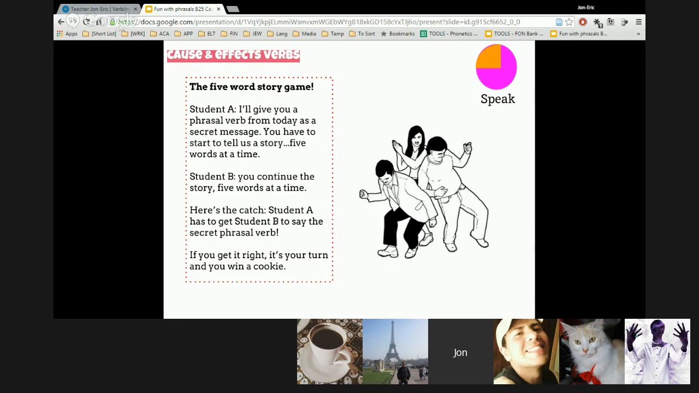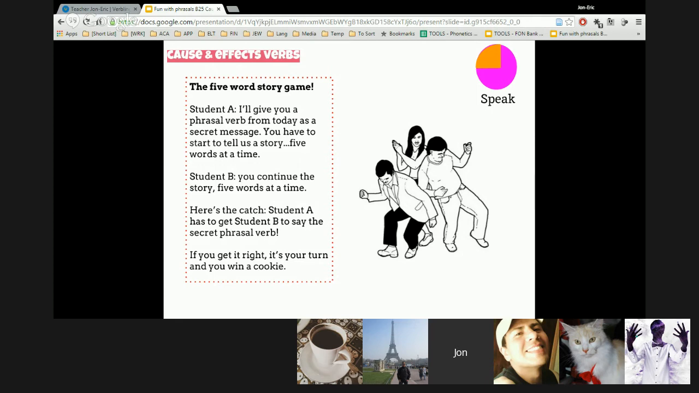Okay, but you can take a look at the directions. Student A, I'll give you a phrasal verb as a secret message. You have to start a story, 5 words at a time. Remember, story will always begin with once upon a time. Then you give it to your partner. Your partner is student B. Student B, you continue the story 5 words at a time. But here's the catch. Student A has to get student B to say the secret phrasal verb. If you get it right, it's your turn next, and you win a cookie, a yummy internet cookie that I'll send you somehow. I don't know how we're going to do it.